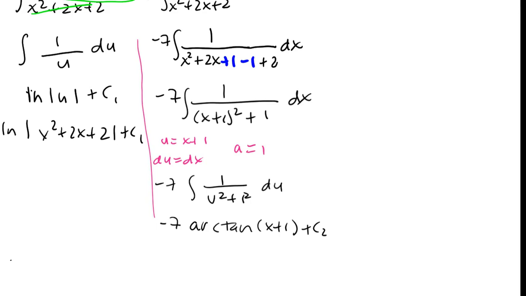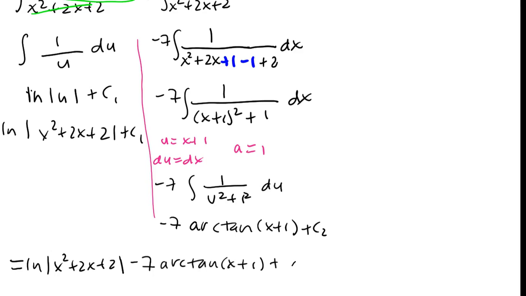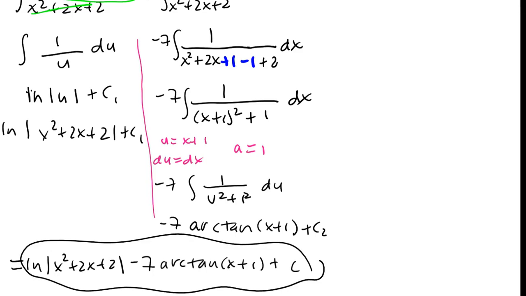So my final answer is going to be both things put together. Natural log of x squared plus 2x plus 2 minus 7 arctan of x plus 1 plus c. Okay, on to D.